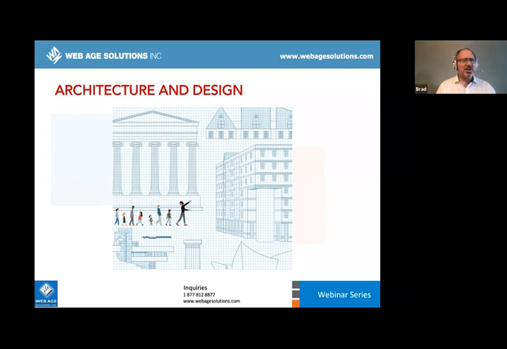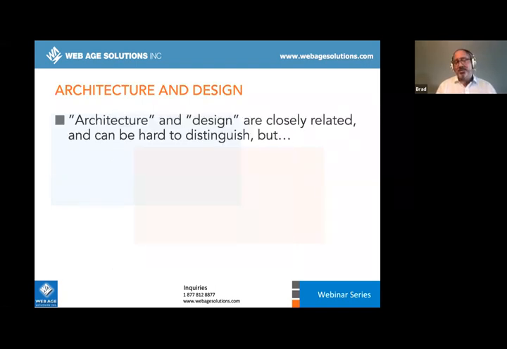Well, architecture and design are closely related. And in fact, they can be hard to distinguish. And in reality, there's no perfect divider between architecture and design. I find the distinction between them fuzzy and a matter of perspective. And honestly, it depends on what you're doing and with whom you're doing it.